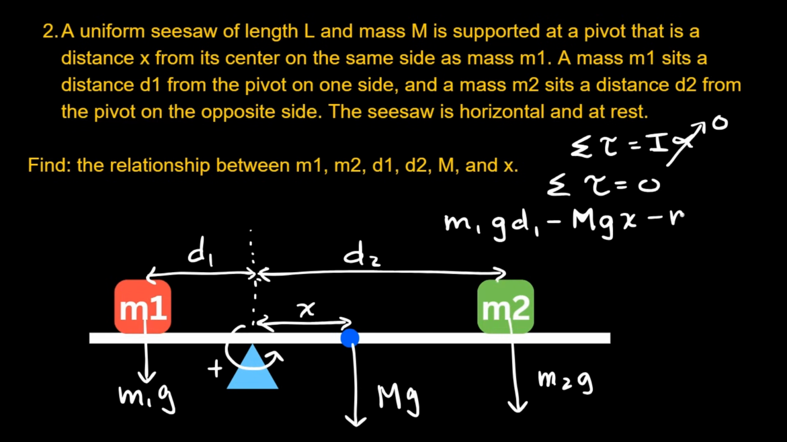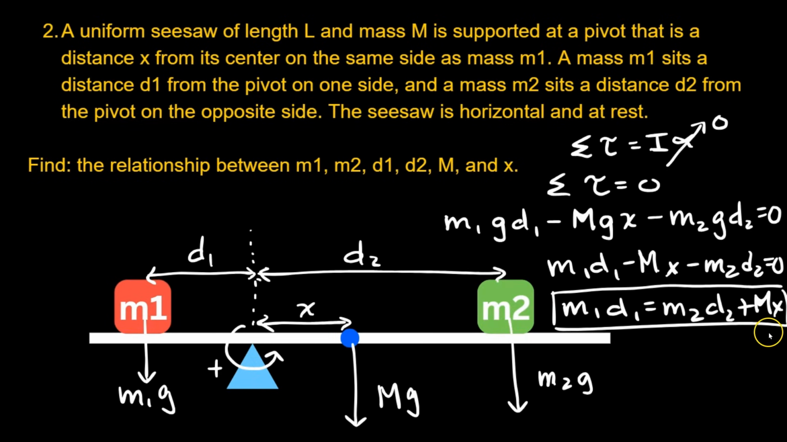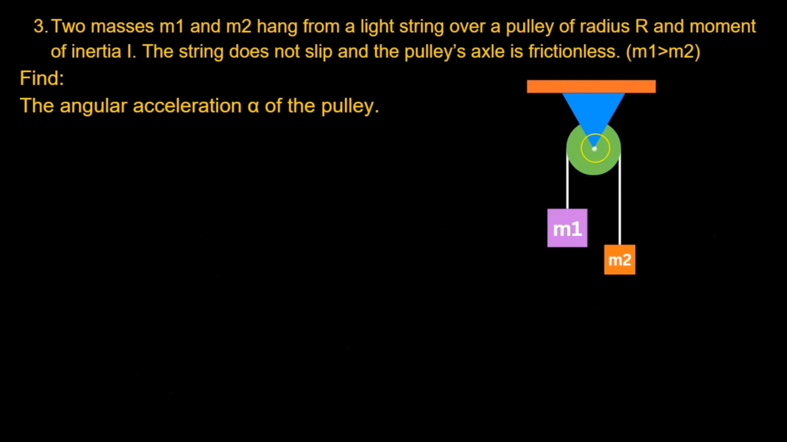The net torque will be m1g times d1 minus mg times x minus m2g times d2, and all of that is equal to 0. We'll divide g on both sides, and we get m1 d1 minus mx minus m2 d2 is equal to 0. We're going to isolate m1 d1, and we get that m1 d1 is equal to m2 d2 plus mx.